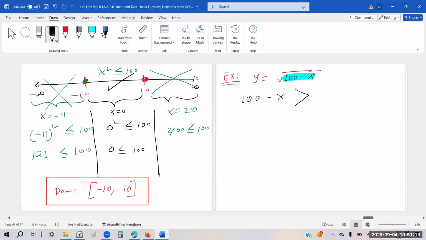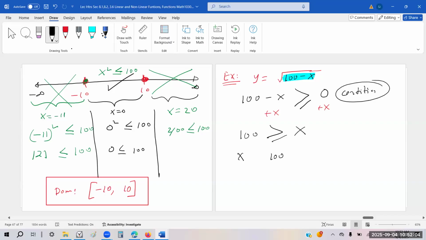100 minus x has to be either bigger than or equal to 0. That is our condition. The function inside has to be either bigger than 0 or equal to 0. And now solve for x. We need to add x, right? So we have 100 bigger than or equal to x. But again, it looks not familiar. So if you have no problem with this, keep it. But if you have a problem with this, like me, reverse it. Just change everything. So you write x and you have 100.